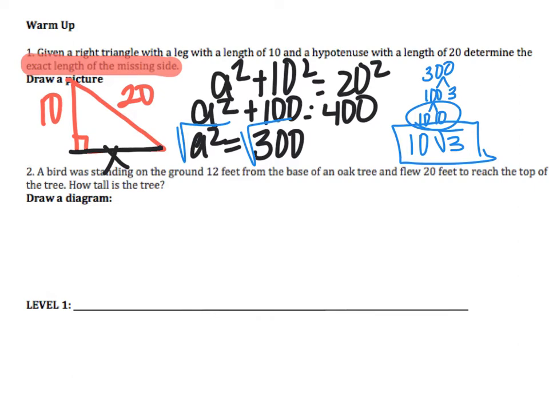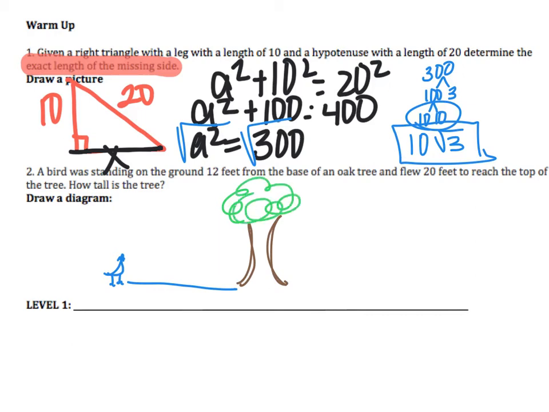Alright, number 2 says, a bird standing on the ground is 12 feet from the base of an oak tree. So here's my bird. You can laugh all you want at it. Okay, so there's my bird. He's standing 12 feet from the base of an oak tree. Okay, hold on. Let's draw an oak tree here. Oak tree. You can continue laughing at me. Go ahead. Alright, so there's your oak tree.